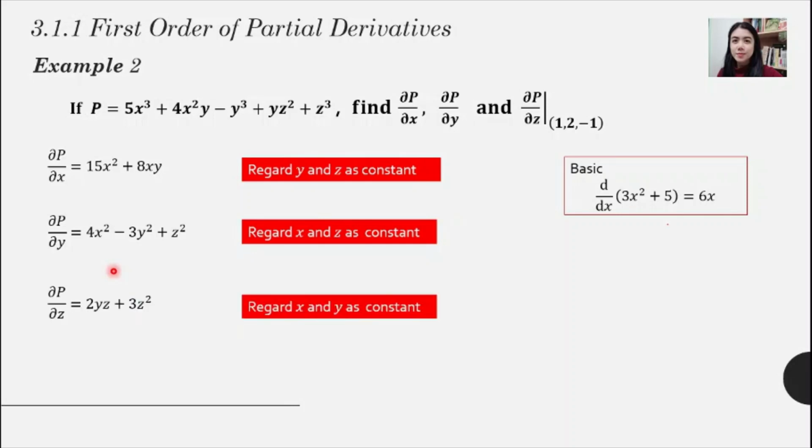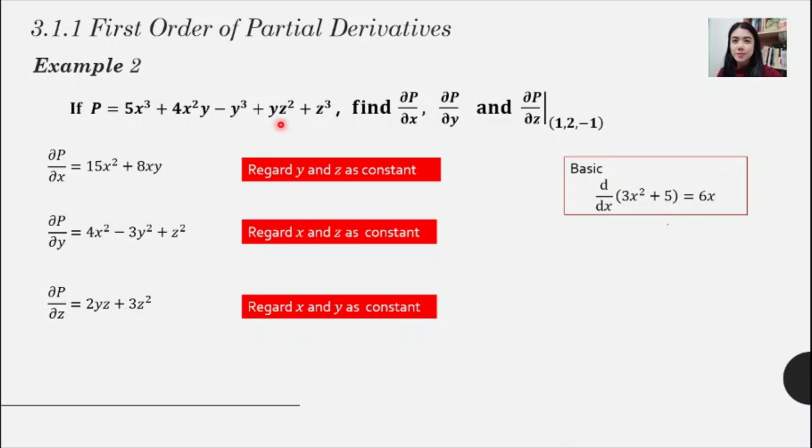For del p del z, we're going to repeat the same process. You're going to focus on the z, and the rest will be constant. First item, do we have the z? No, we do not have the z, so this is a constant. If you differentiate a constant, you have 0. How about here? Do we have the z? No, so this is a constant, and the result is 0. Here, we also do not have the z, so this is also a constant, and if you differentiate a constant, you have 0.